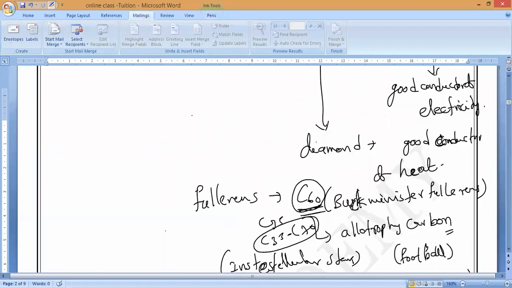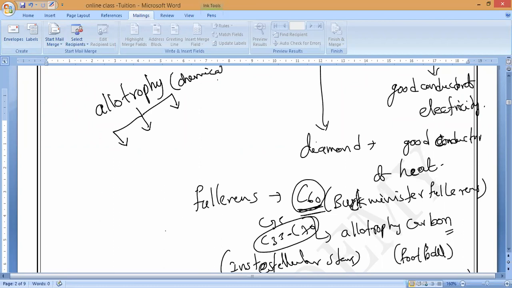So graphite is called an allotrope of carbon. What do you mean by allotropy? Dina, Pranav, anybody? Pranita, what do you mean by allotropy? The chemical formula is the same, but different physical structure. That is what we should call allotropy.